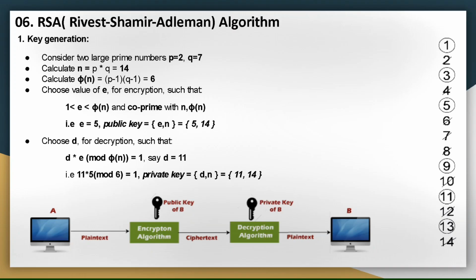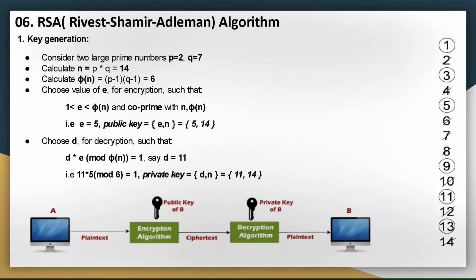So we need to choose a D for decryption such that D into E mod phi of n must equal 1, and say that D equals 11. So here we have to find the value of D, so that after multiplying the value of D with E mod phi n, it gives us 1.